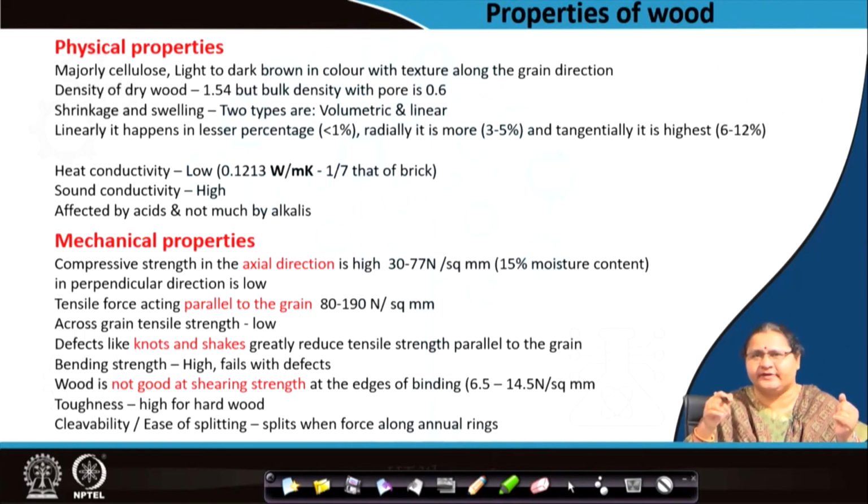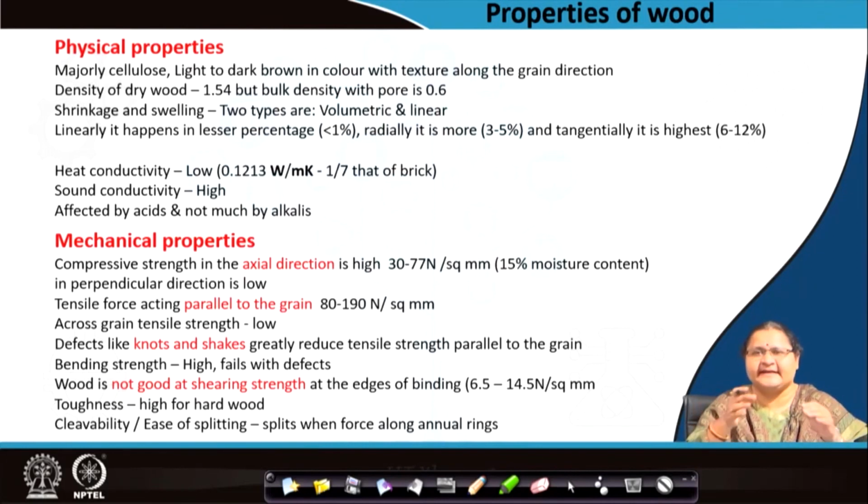The values are given. When you are using wood for flooring, not wood paneling, where walls, nowhere when you are using as panels, they are subjected to loads. When you are using wood for flooring, toughness is important.